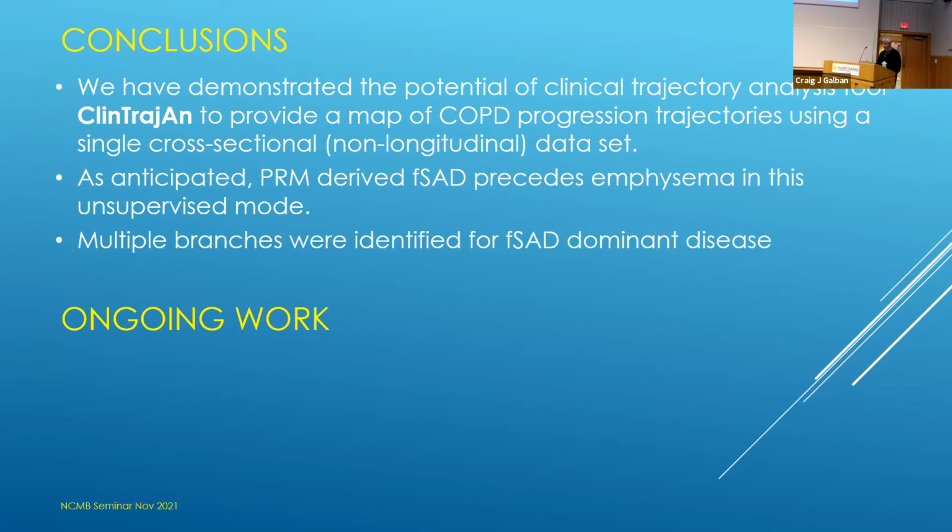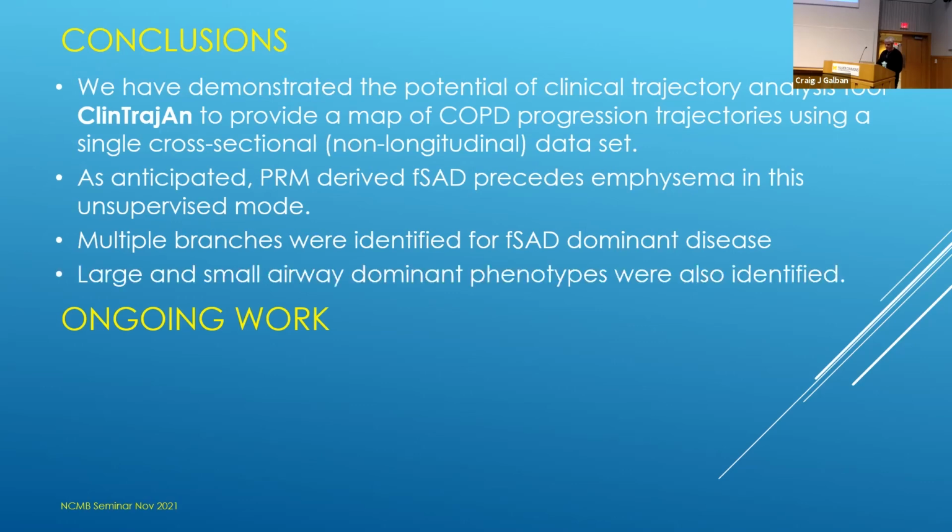We did identify multiple branches that were small airways disease dominant, which requires a little bit more investigation on our part. We think one of those may be age related, but for some of them we're not entirely sure why they're there. And then finally, we seem to find a branching point where large airways disease and smaller airways disease diverge from one another, have unique phenotypes, and are clustered separately, which also bears further investigation.